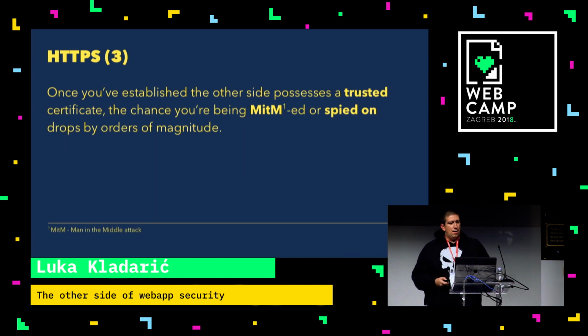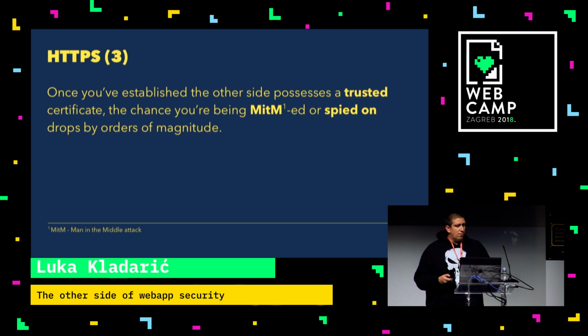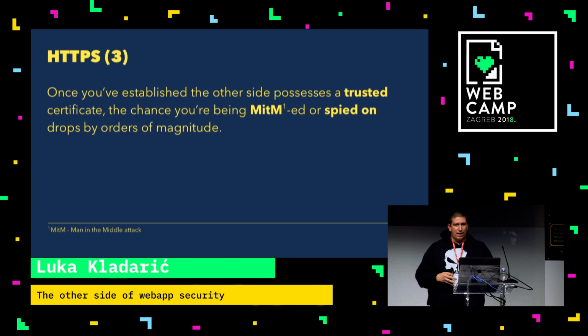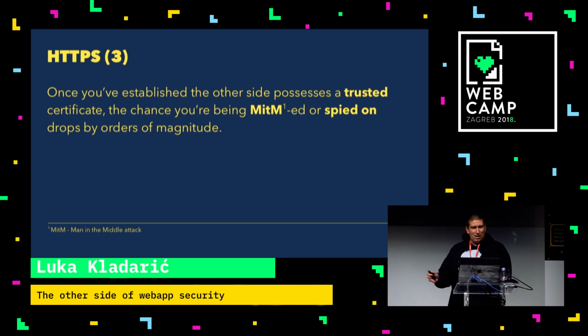And once we've established the other side possesses a trusted certificate, the chance of you being MITM'd, which means man in the middle attack, or being spied on drops by orders of magnitude. It's not bulletproof, but you've already put in a security door while your neighbor has a paper-thin old style door, so they're the ones that are going to get mugged.